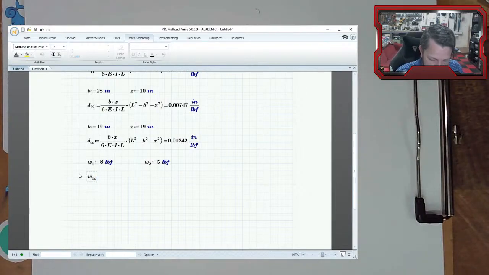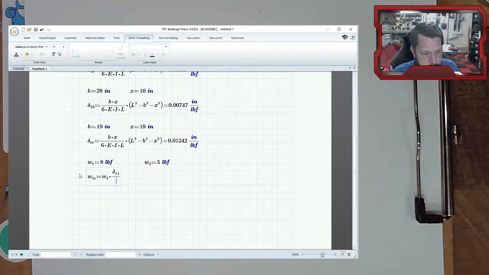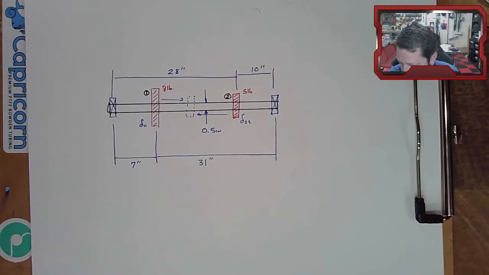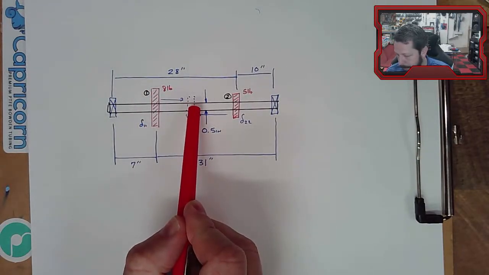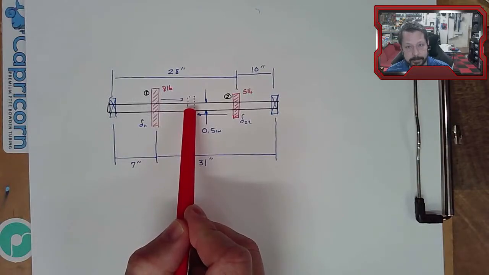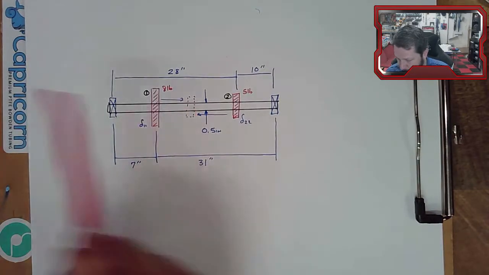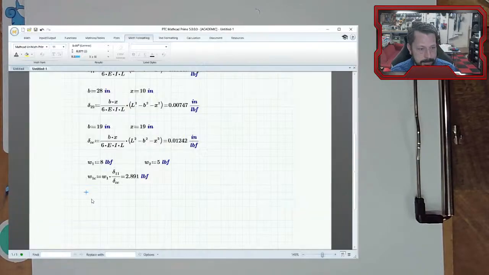All right, so the equivalent weight is going to be weight 1 times delta 1 over delta CC, and that gives 2.9 pounds. So what this says is that if I take the 8 pound weight off and put a 2.9 pound weight here, that's the equivalent as far as critical frequency goes. We also need to do that for the 5 pound weight.